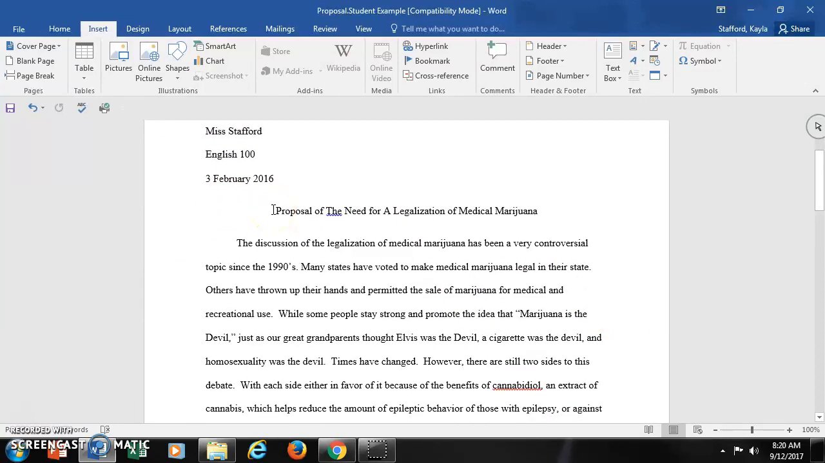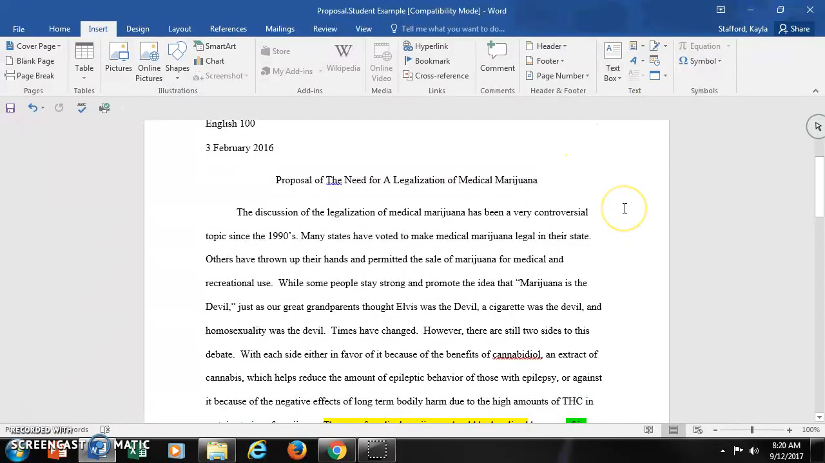The title of everyone's proposal will begin as Proposal of, and then your working title. The title of this research project is The Need for a Legalization of Medical Marijuana. I want to bring your attention to that title, as that title definitely displays the purpose of this paper. I know exactly which side of this argument that this writer is on.